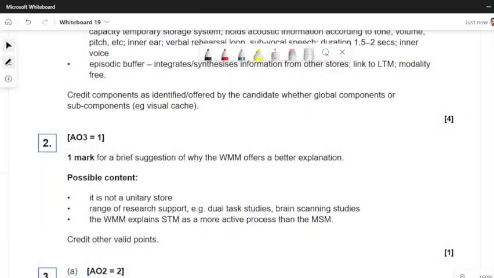So there it is. As it says there, 1 mark for a brief suggestion of why the working memory model offers a better explanation. Possible content: it's not a unitary store. There's the one I said as well at the bottom there: the working memory model explains short-term memory as a more active process than multi-store, so there's a lot more going on than what the multi-store model predicts. The fact that it's maybe a more detailed version rather than a simplistic idea that is just one single unitary store. Okay, it is only 1 mark, and as it says there, a brief suggestion, so you don't need to go into lots and lots of detail.